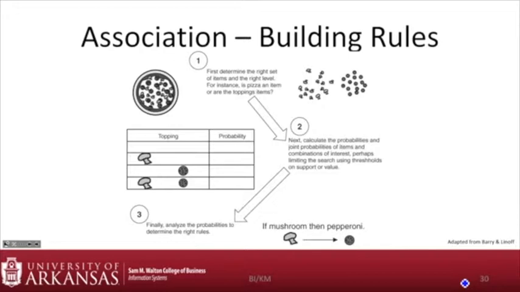So the grain is basically just saying, are we interested in pizzas or are we interested in pizza toppings? You have to make sure that you're looking at things at the right level for us to be able to make associations. So are we looking at pizzas with all the different toppings on them, or are we just interested in individual toppings? Okay. We're going to calculate probabilities. This is the one time you guys are actually going to have to do some calculations.